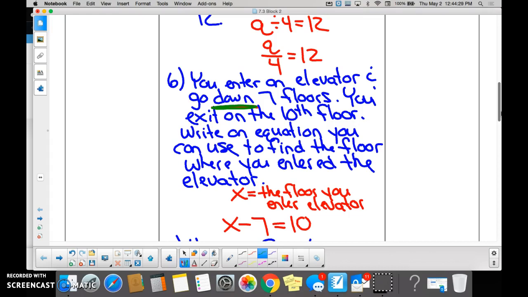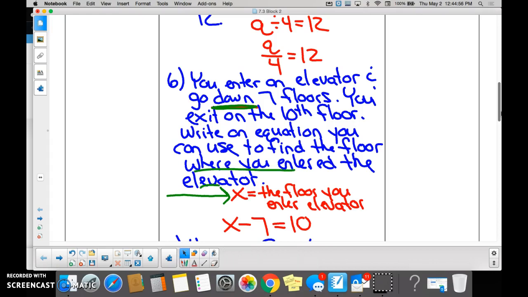You exit on the 10th floor. It says write an equation you can use to find the floor where you entered the elevator. Why did I say x equals that? Because why? We want to give the variable a name, right? And we're giving the variable a name because that is what we're trying to solve for. We're trying to solve for what we don't know. So we said x is the floor you enter the elevator because the question is, write an equation you can use to find the floor where you enter the elevator.